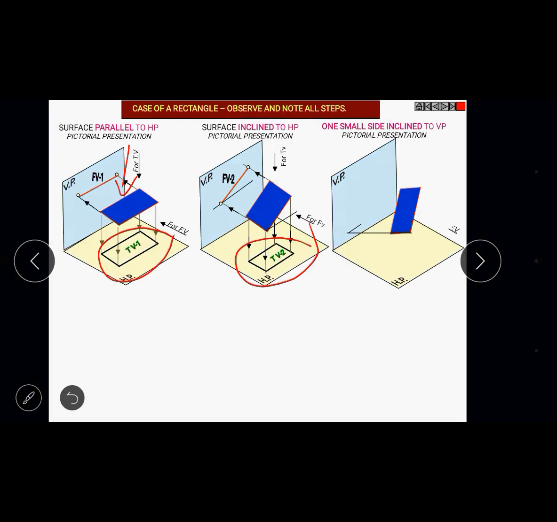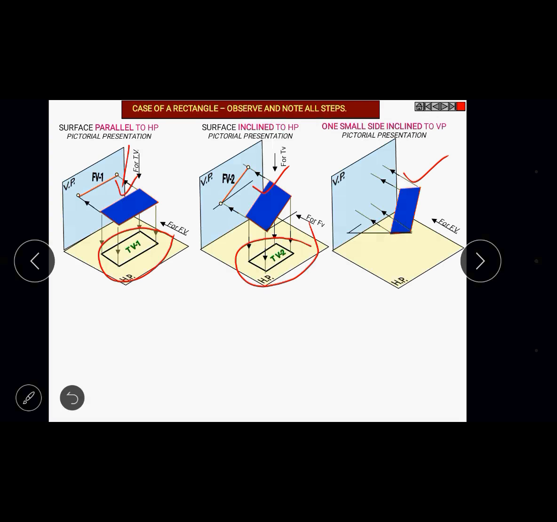Then let us see the third figure. In the third figure, you see that both the angles are covered. In the second figure, the HP angle is covered, and in the third figure, in addition to the HP angle, the VP angle is also covered. Since both the angles are covered, the lamina is seen in a tilted position.